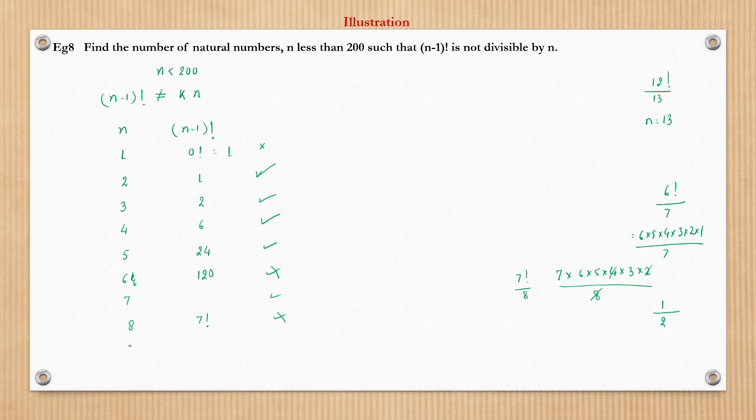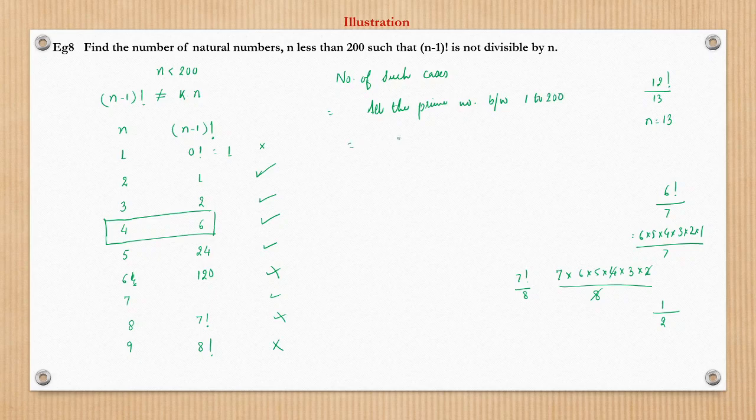However, on the rest of the numbers, even 9, 8 factorial, this will also be divisible. So what we can conclude here is that the number of such cases is nothing but this one special case 4, because 4 also does not divide 6 perfectly. Otherwise, it is the prime numbers between 1 to 200.